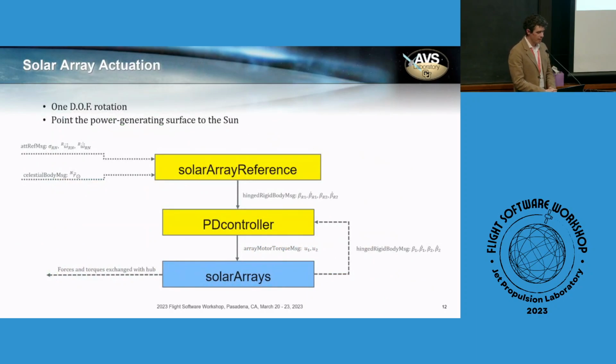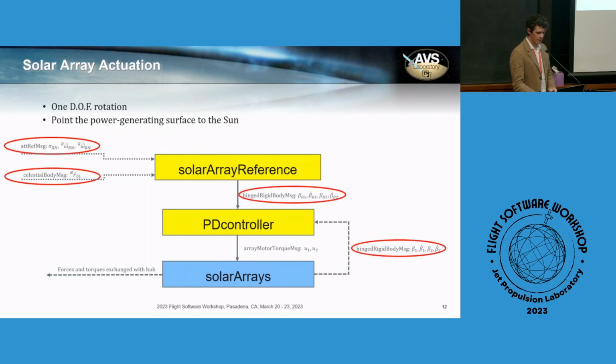Last but not least, the solar array actuation. This is going to be very quick and easy. The information that goes in here is the reference attitude and the direction of the sun. This module receives this information and computes angle and angle rates. It also receives information of what angle and angle rates are, or what the solar arrays are currently doing as far as where they are and how fast they're moving.